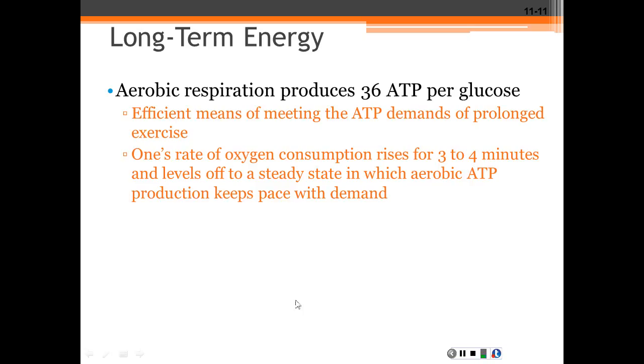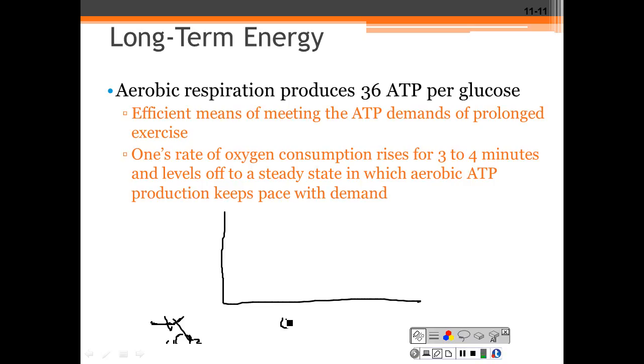So let me see if I can find it, I don't remember if I have it in one of the other slides, but we have our anaerobic respiration, where not much O2 is needed. Oh, let's see, right there, down here. Oops. Okay, get rid of that one. All right, so here we have our graph. Here's our O2 consumption.